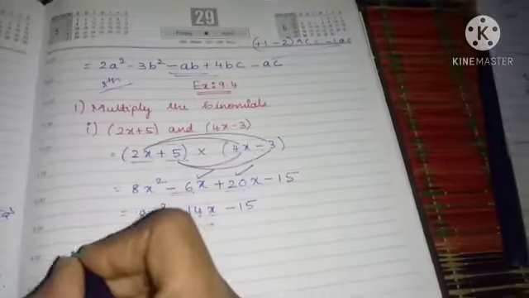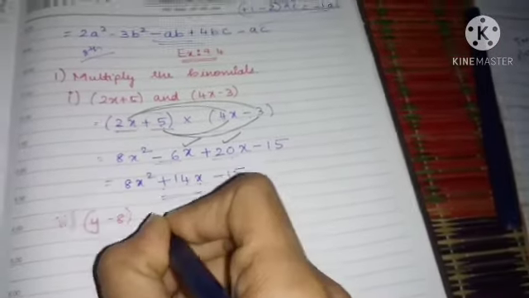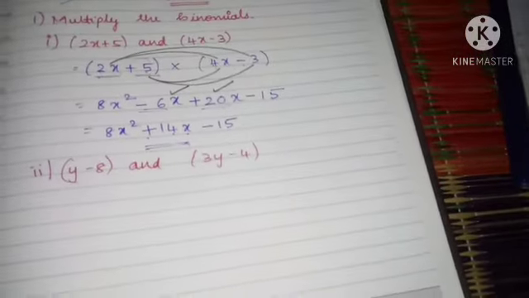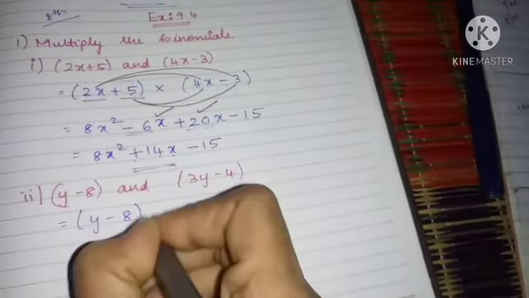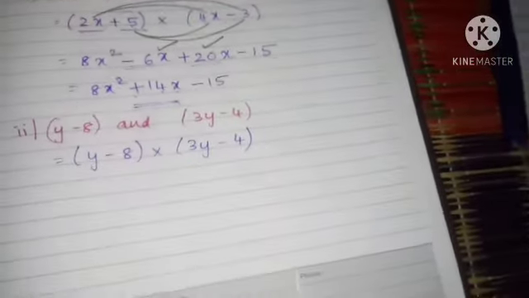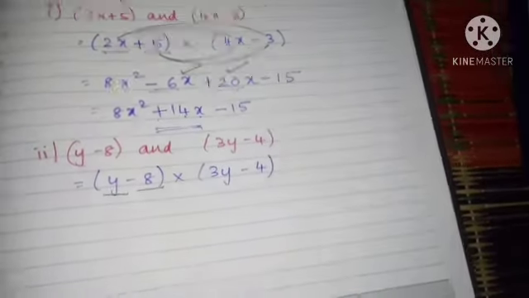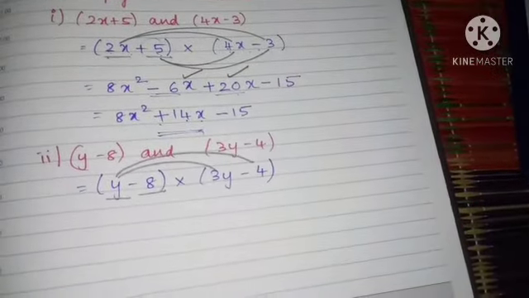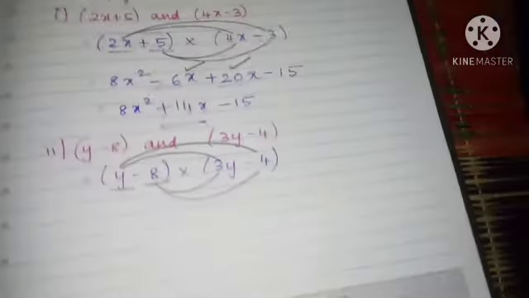Okay. Next is your second problem. y minus 8 and 3y minus 4. So we are just going to multiply it. y minus 8 into 3y minus 4. Now a binomial has two terms, right? y is one term, minus 8 is one term. Now y is multiplied by 3y and y is multiplied by minus 4. Then minus 8 is multiplied by 3y, minus 8 is multiplied by minus 4.